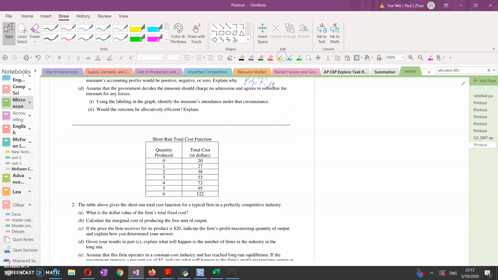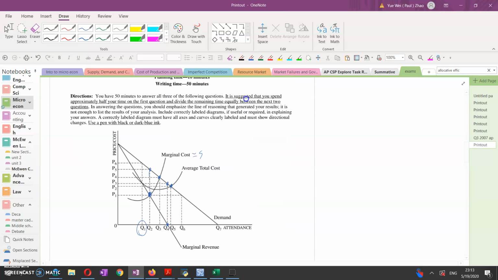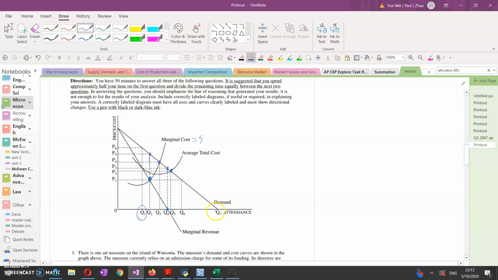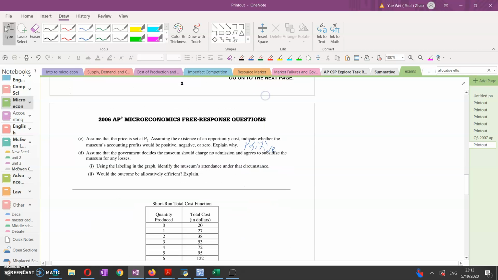Assume the government decides the museum should charge no admission and agrees to subsidize the museum for any losses. Using labeling in the graph, identify the museum's attendance under that circumstance. So if the price was literally zero, only Q7 would attend. This is the largest amount, Q7.